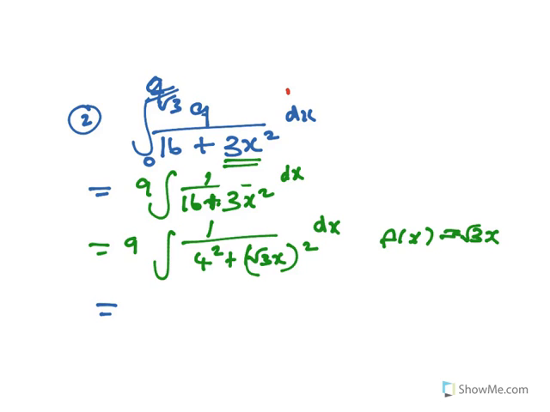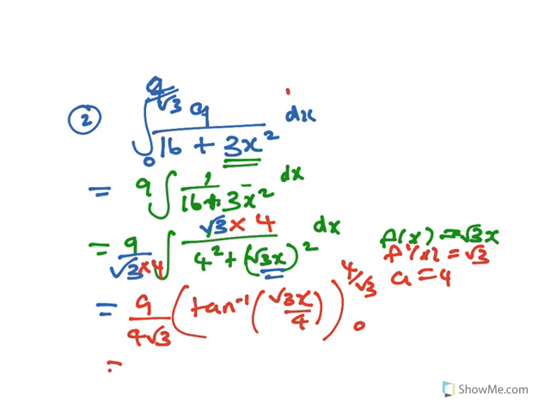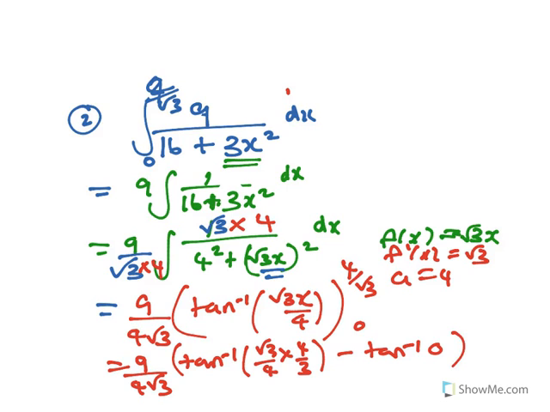Okay, so let's go. So the derivative of root 3x is root 3, so you put root 3 in there and root 3 in there. There should technically be the a, because the a is equal to 4. The f dash is root 3. So I divide by 4. So it's 9 on 4 root 3, tan the minus 1 of root 3x on 4, and we're going from 0 to 4 on root 3. So it's 9 on 4 root 3, tan the minus 1 of root 3 on 4 times 4 on root 3, minus tan the minus 1 of 0.